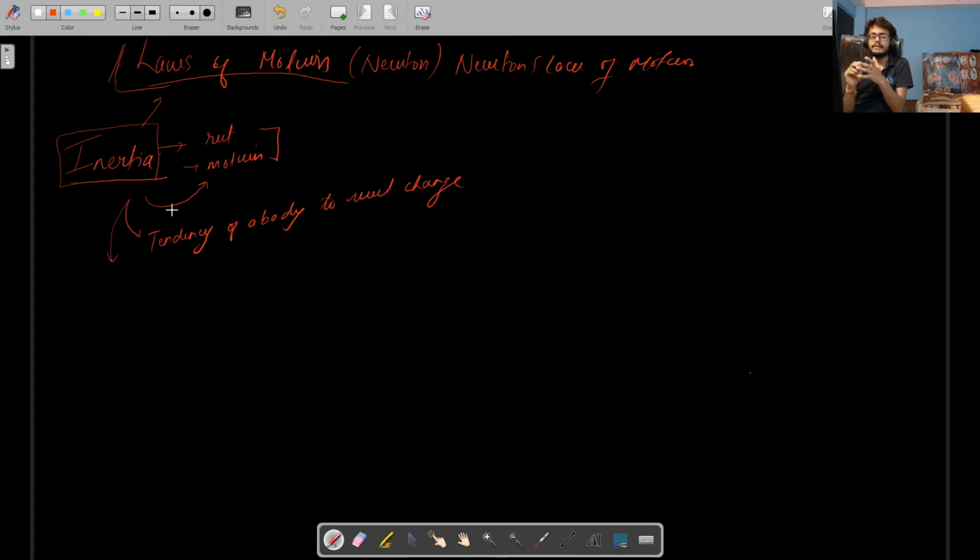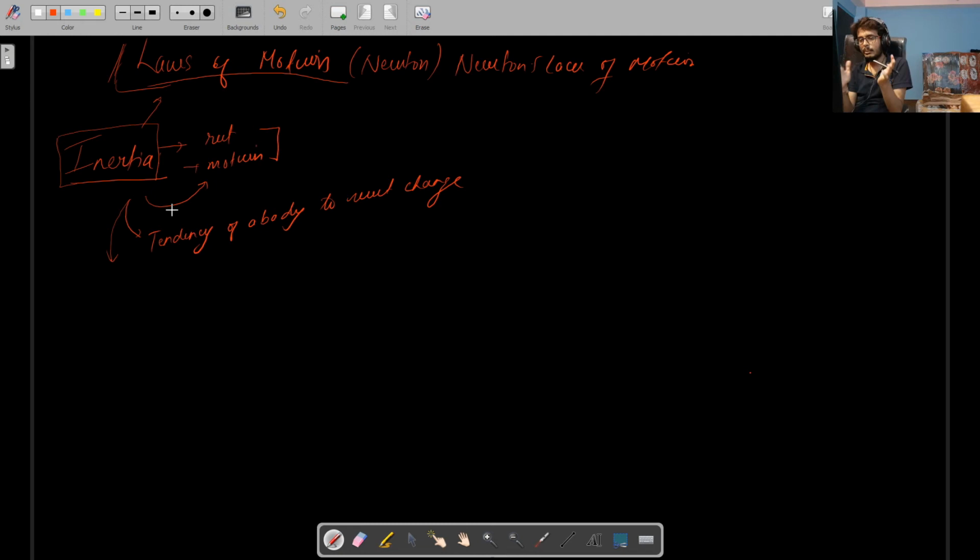Okay, so this is a very common example that you have encountered in everyday life if you have traveled in a car. If you wish to take a right hand turn, your body will tend to move to the left to resist the right hand motion change. That is known as inertia.